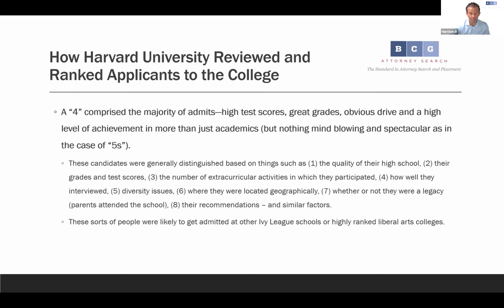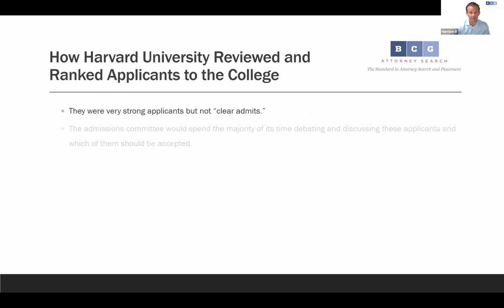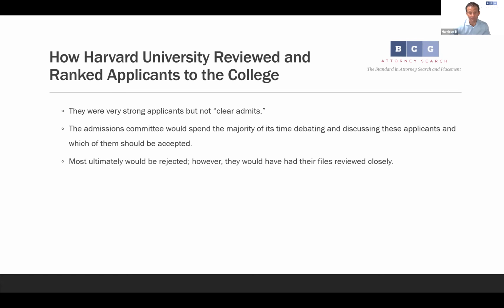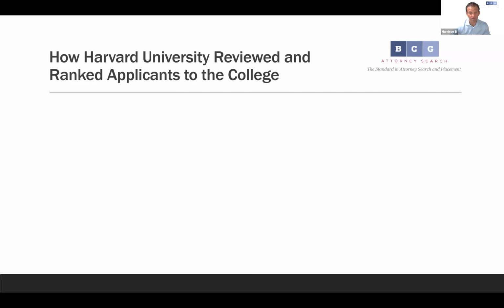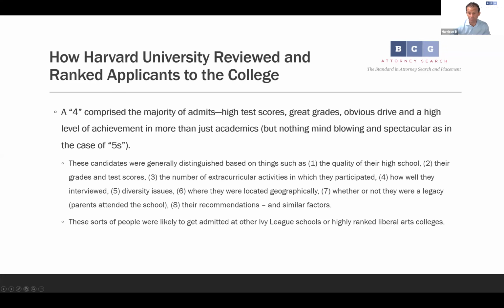And these people would probably also qualify to get into other Ivy League schools. If they apply to 5 Ivy Leagues, they probably get into 2, maybe 1. It depends. They're great candidates. They're very good. They're rare, but they're certainly not clear admits. And these are the people that most admissions committees spend a lot of time talking about, and most of them are rejected, but they're reviewed very closely, and they use all of these things like I showed you earlier, extracurricular activities, number of APs, to distinguish them.